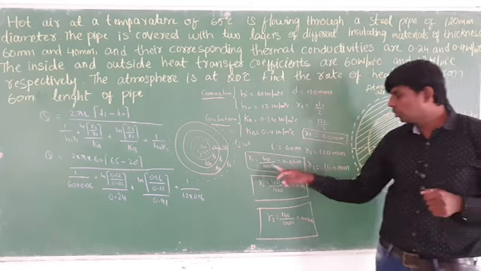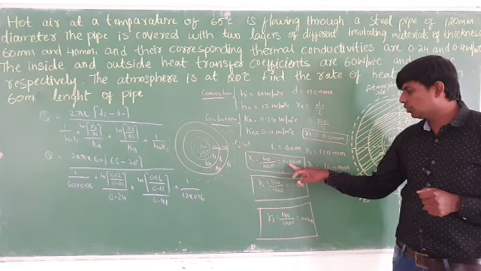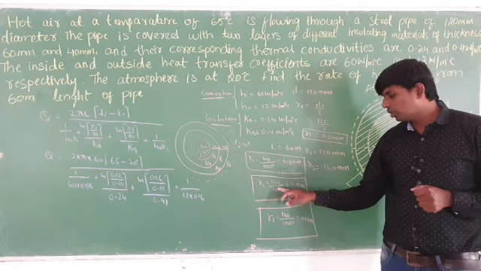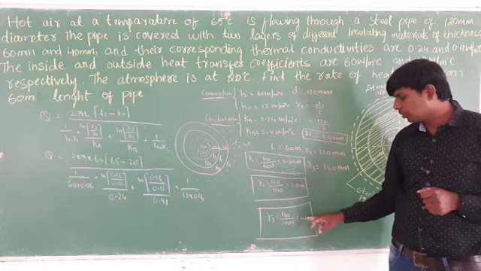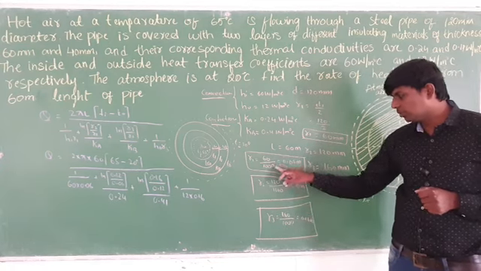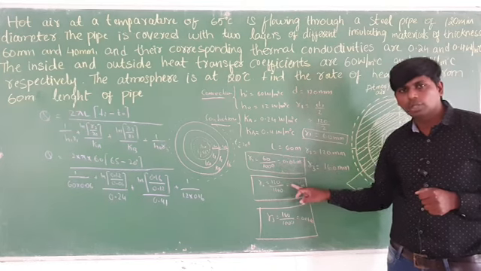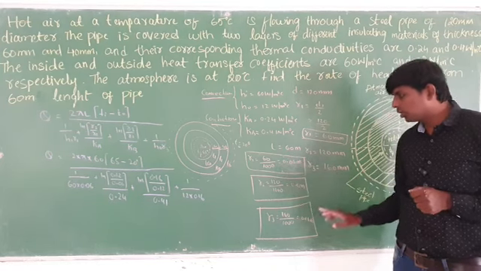So what you have to do? R1 divided by 1000 you will get 0.06 meter. R2 divided by 1000 you will get 0.12 meter. R3 divided by 1000 you will get the value in meters. You have to convert mm into meter.